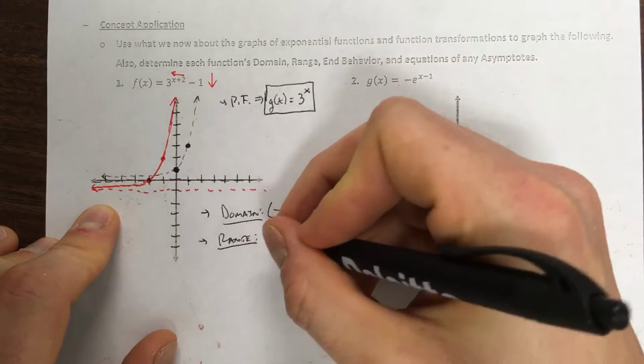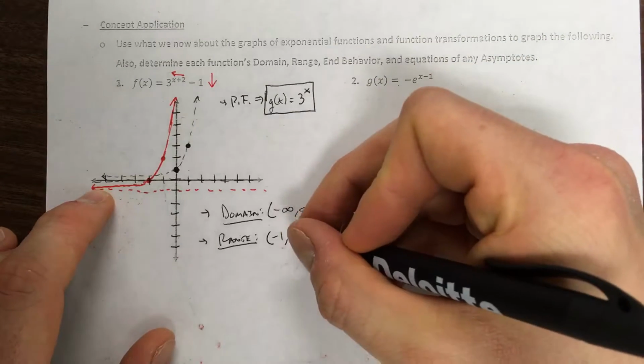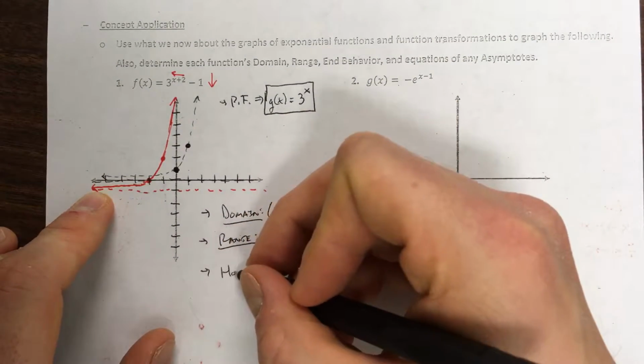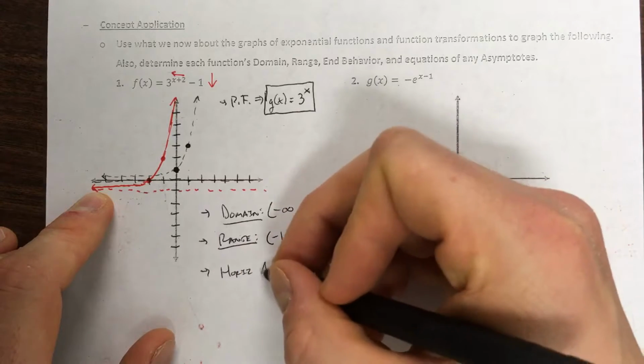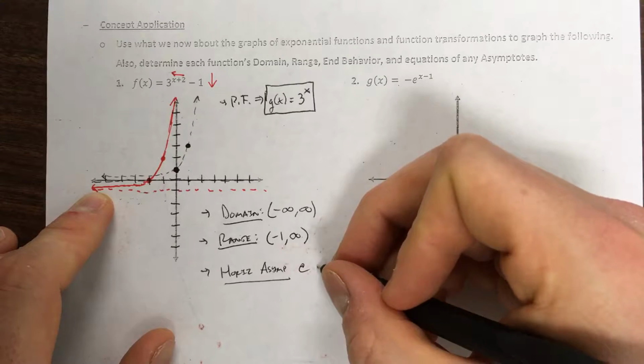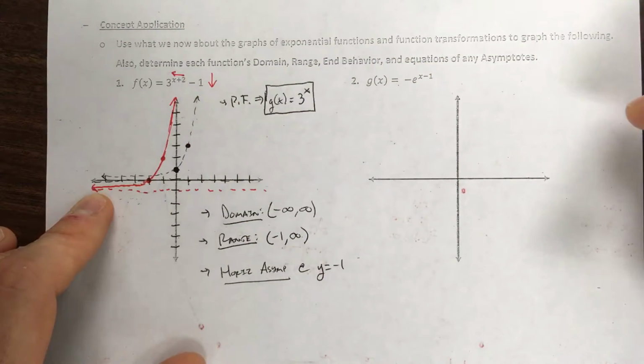So our range here, the lowest value, it doesn't touch -1, but gets really close to it, and then it goes forever towards infinity. We already said we have a horizontal, I'm just going to write horizontal asymptote at y equals -1 because we had to shift the function down 1.